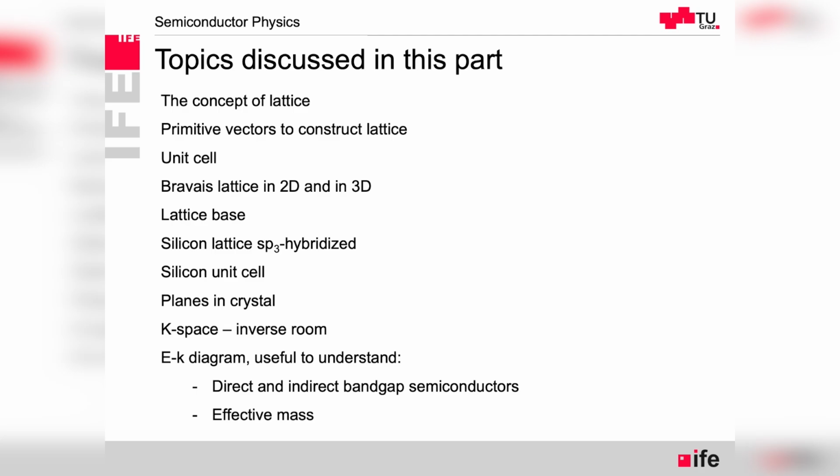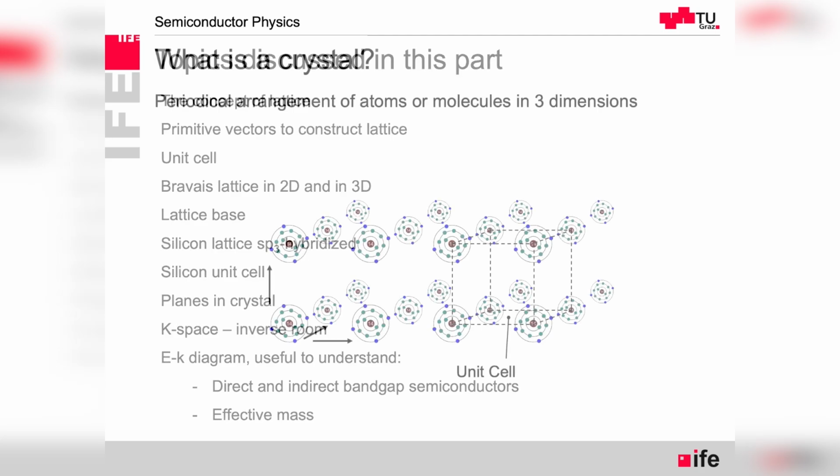And then there is a topic that I would like to just guide you into, the inverse space and k-space, in order to be able to speak about E-k diagrams. This is useful to understand the fact that we have direct and indirect bandgap semiconductors, and also the topic of effective mass and how it can change for the different planes of the crystal.